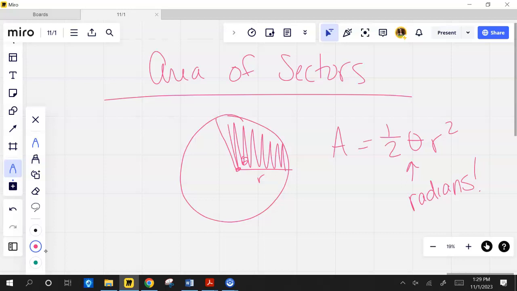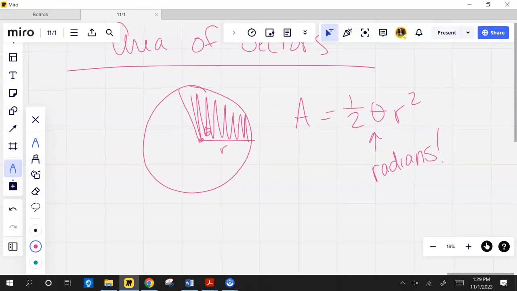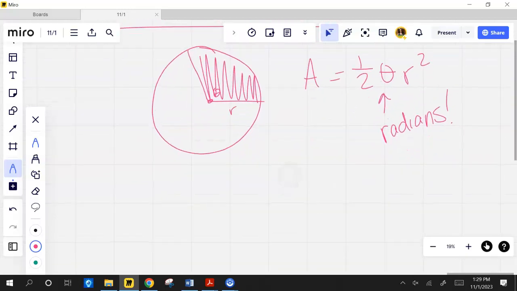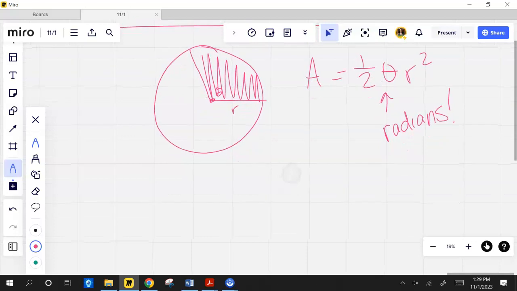Same other stuff, right? It's got to be in radians. That little zero with the mark through is theta. That just tells me it's the measure of the angle. Okay. This is all over SAT and ACT if y'all haven't seen it before.